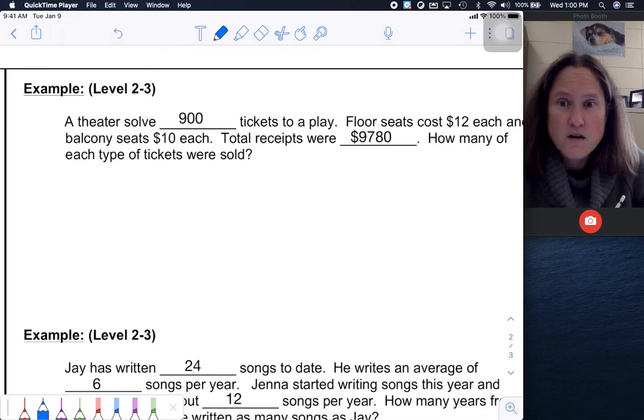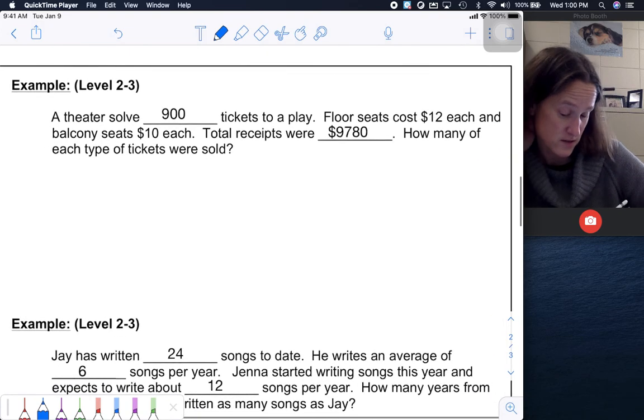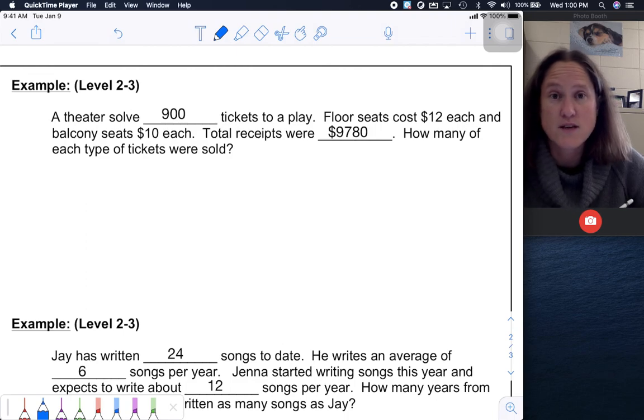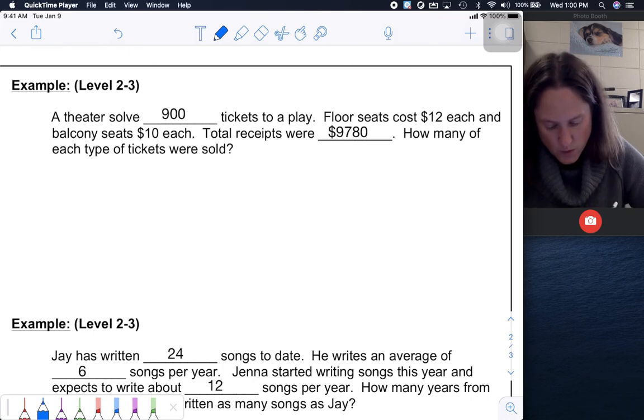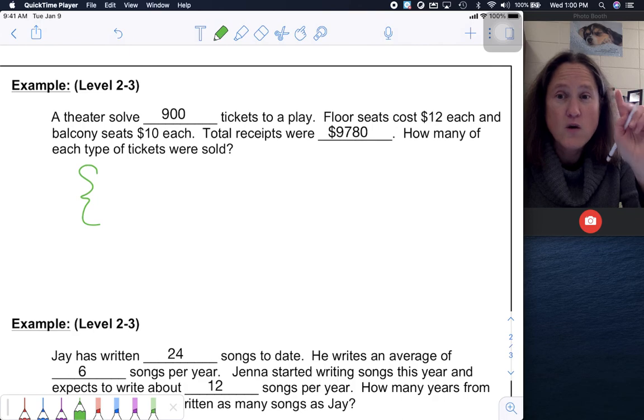A theater sold, that should be sold, 900 tickets to a play. Floor seats cost $12 each and balcony seats cost $10 each. The total receipts were $9,780. How many of each type of ticket were sold? So what we're going to do here, again, we need 2 things. We need to know how many balcony seats were sold and how many floor seats.